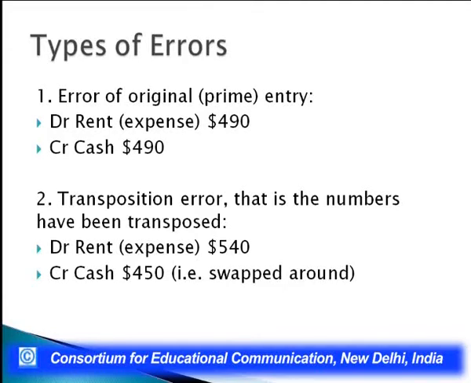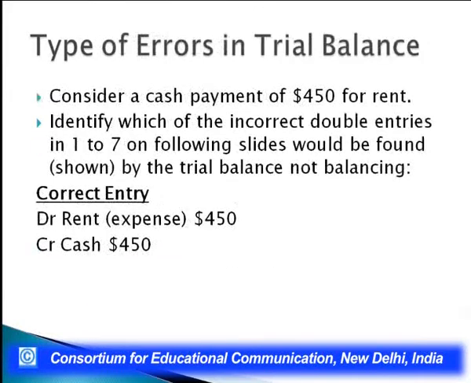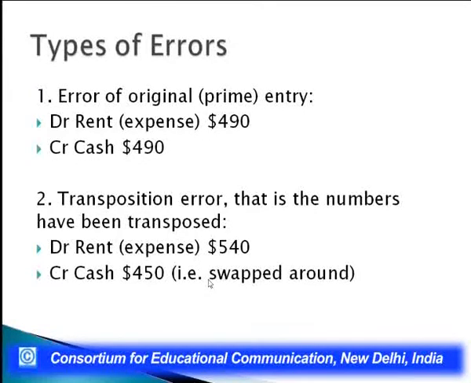So what would happen? The same example I will quote in a different situation. Now the actual and correct entry, as I said, for this transaction should have been rent to be debited and cash to be credited for 450, right? This is the correct entry. You just have a look, note down. So the amount is 450, rent was to be debited, cash was to be credited. But in actual, when we did the entry, what did we do? Instead of 450, we debited 490 and we credited 490. Rent account has been debited, cash credited.